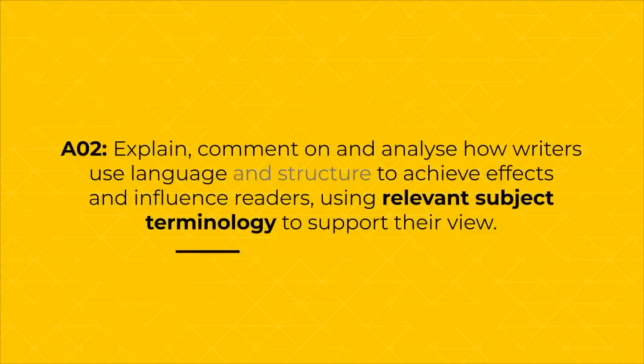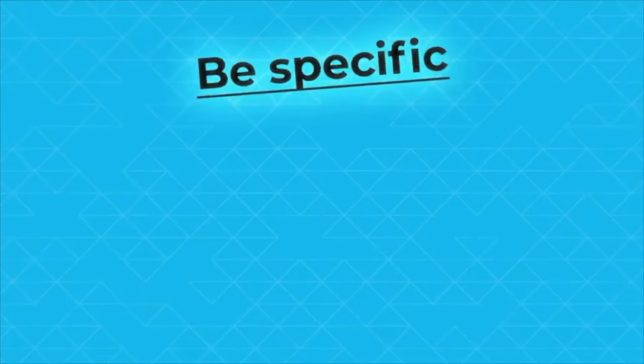Now the assessment objective for question 2 refers to the use of relevant subject terminology, and this has led some students to approach the question as if it's all about feature spotting, looking out for similes, metaphors, personification, that kind of thing. The key to this question is to be specific about the effects the writer's language choices have, or explain a reason behind the writer's choices.